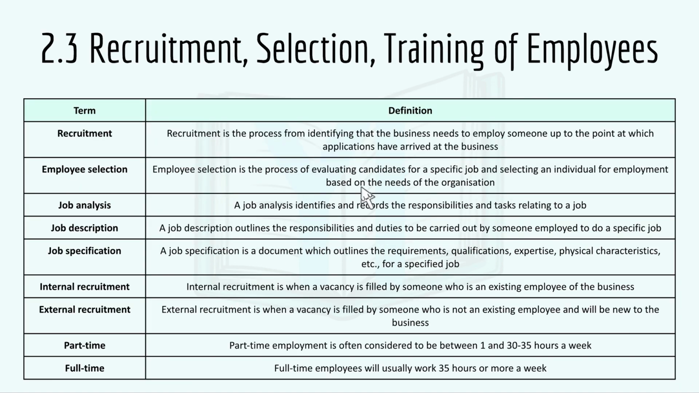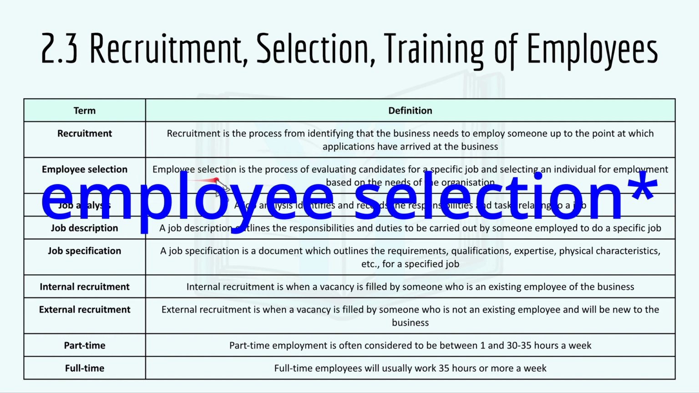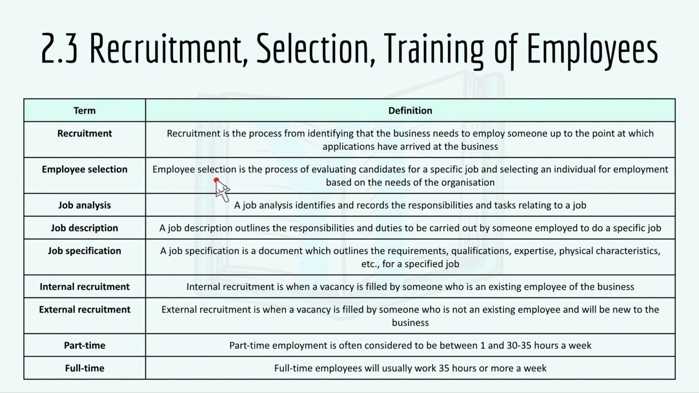And here's lastly some definitions for 2.3 recruitment, selection, training of employees. Recruitment is a process from identifying that the business needs to employ someone up to a point at which applicants have arrived at the business or applications. Employee selection is a process of evaluating candidates for a specific job and selecting an individual for employment based on the needs of the organization.